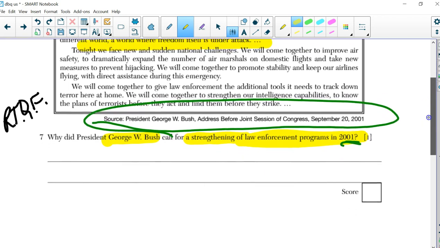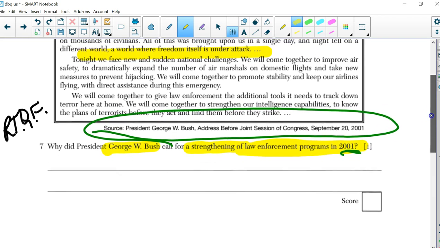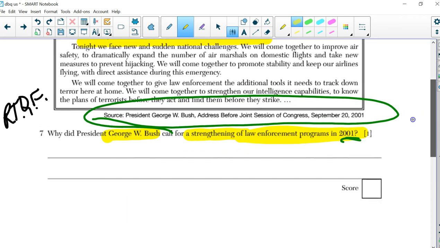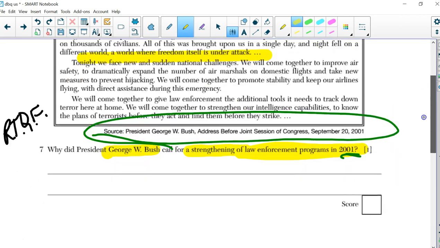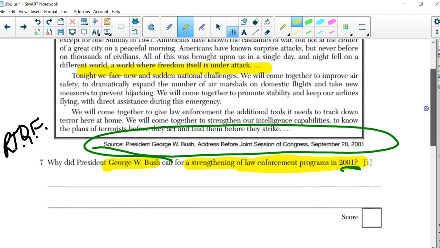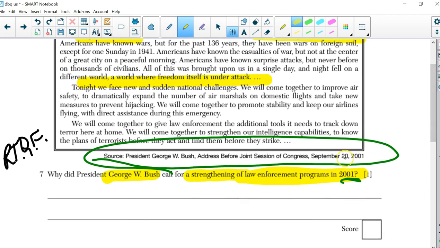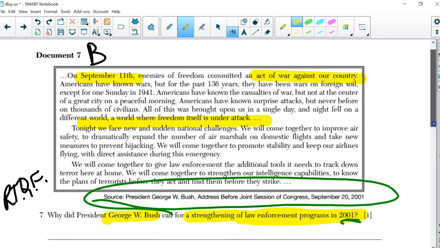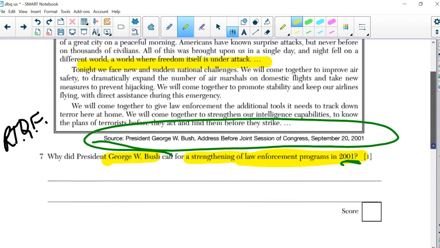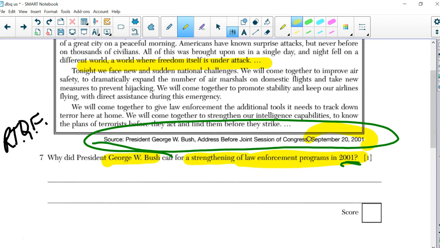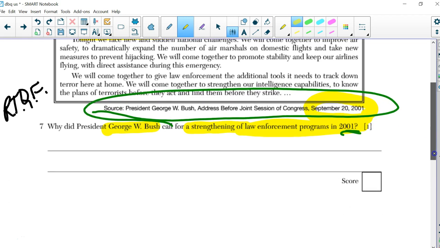Okay, so you have a vague idea, or hopefully a more specific idea, I'm hoping, of what was going on. 9/11, Twin Towers, New York City, 2001, George W. Bush. Okay, this was on September 20th. The attack happened on September 11th. This is from September 20th, 2001.